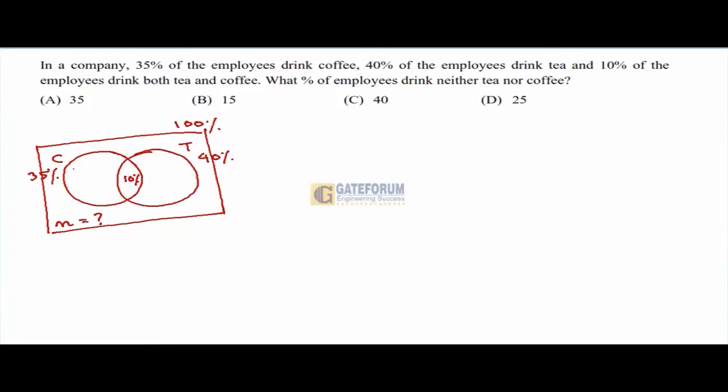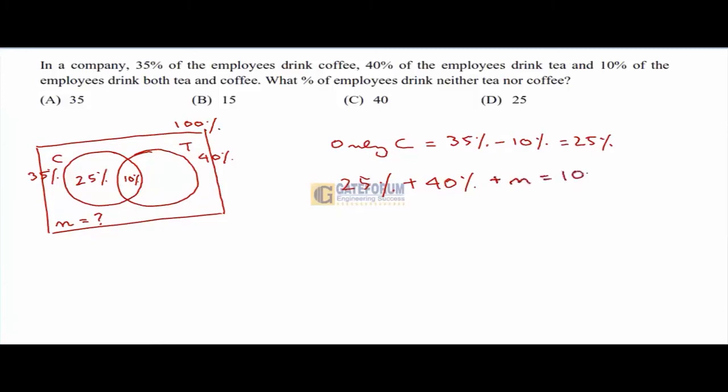Very simple. See, what is the percentage of people who drink only coffee? Only coffee would be 35% minus 10%, that is equal to 25%. So we know this is 25%. Then we can say now that 25% plus 40%, which is the whole tea part, plus n is equal to 100%, the universal set. So 65% plus n is equal to 100%, or n is equal to 35%. So we will say 35% of the employees drink neither tea nor coffee.